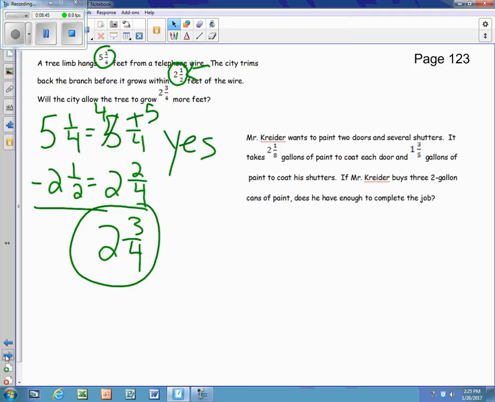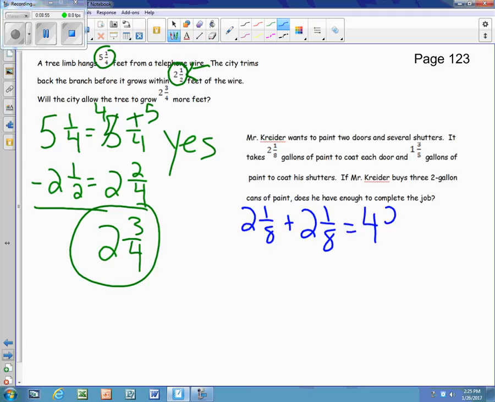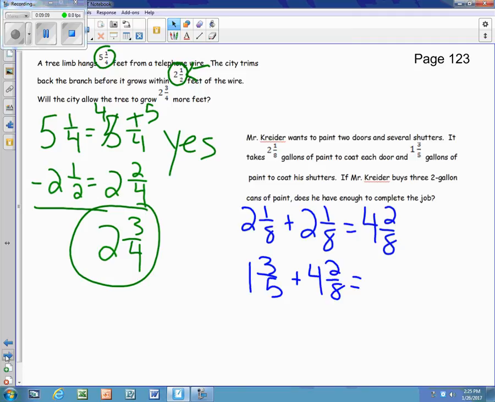Mr. Kreider wants to paint 2 doors and several shutters. It takes 2 1/4 gallons of paint for each door, and there's 2 doors. So that would get us to 4 2/8. And it takes 1 3/5 to paint his shutters. So we're going to add this all up. When we do this, we have to find a common denominator.